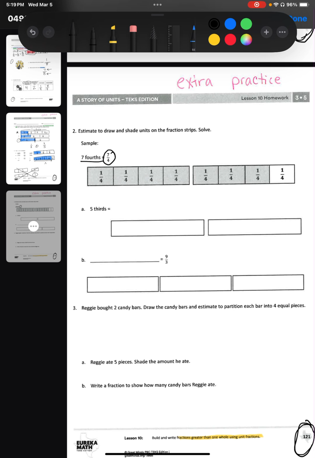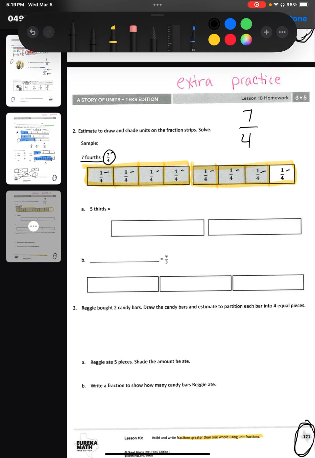I have 2 models here. 4 sections there, 4 sections there. And it's divided into fourths. And it's already been labeled with its unit fraction. A unit fraction is a fraction with a 1 in the numerator. And you can see a 1 in the numerator. I'm going to just put a line by all of them here.